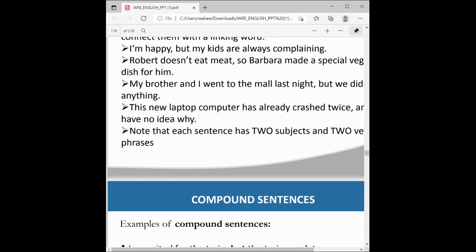Independent clauses: I am happy. My kids are complaining. These are independent clauses. Dependent clauses are: even though I do not make much money, and since we cannot afford to buy the newest toys. Linking words.